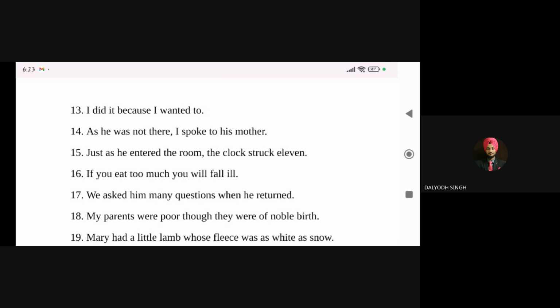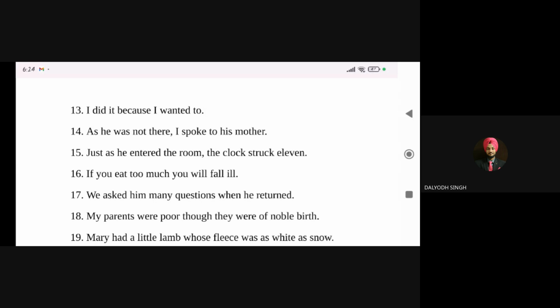As he was not there, I spoke to his mother. So what are you doing here? You're basically giving a reason, right? Adverbial. Next, just as he entered the room, the clock struck 11. Now, what is this again? Adverbial, because it tells you the moment or the time. In the larger sense, the time. It answers the question when.